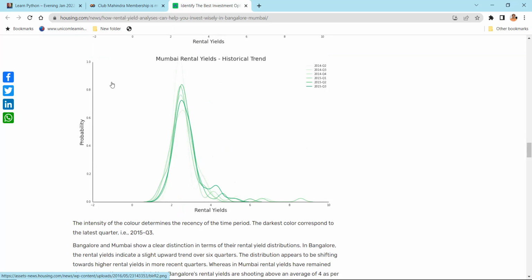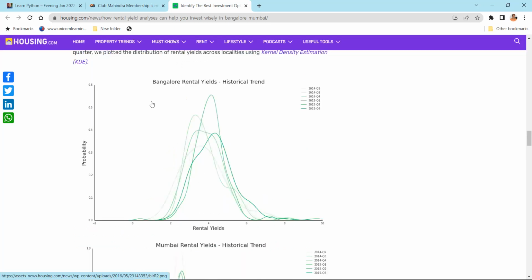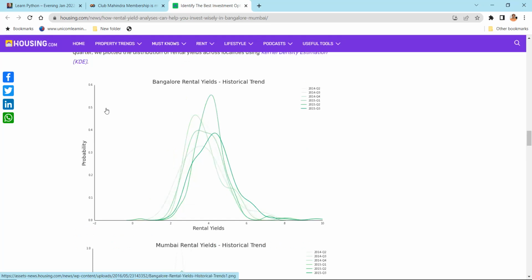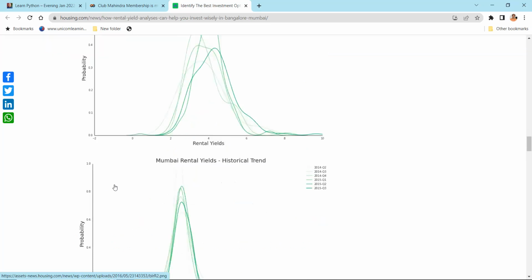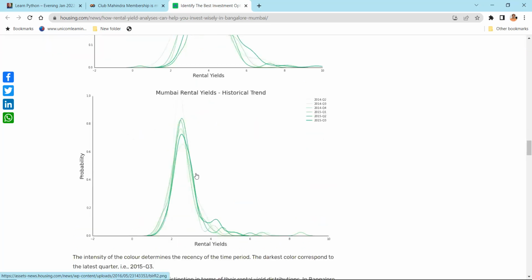Probability is very high. See, here the probability was 0.6 maximum. Mostly it is 0.4, 0.5. Here probability is 0.8, 0.9. That means this is a sign of a more stable market. The rental is almost fixed, which is around what? 3. So rental yield is 3. Every quarter it is around 3.